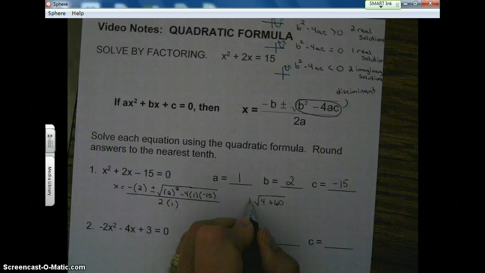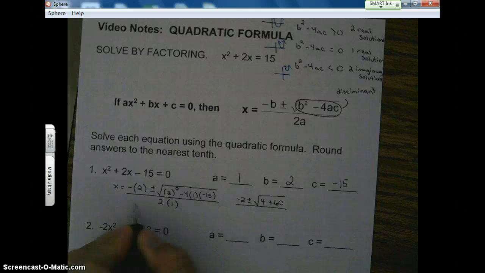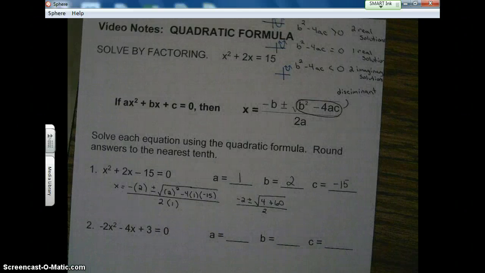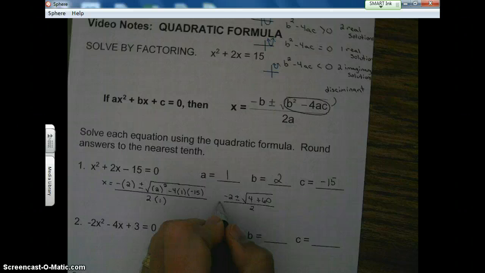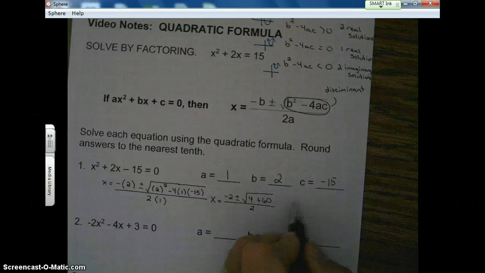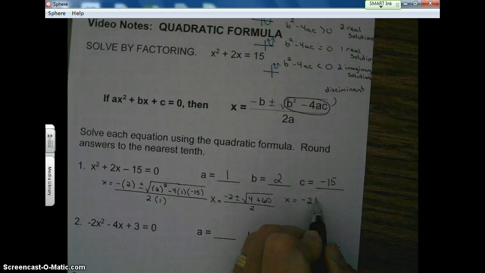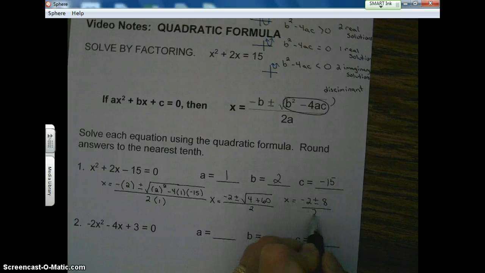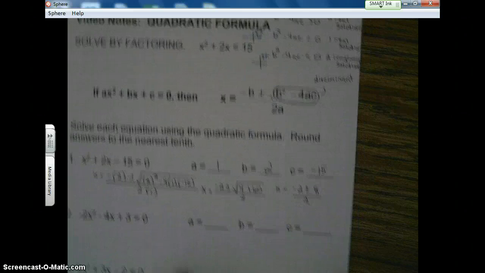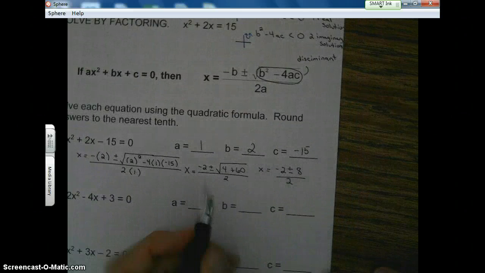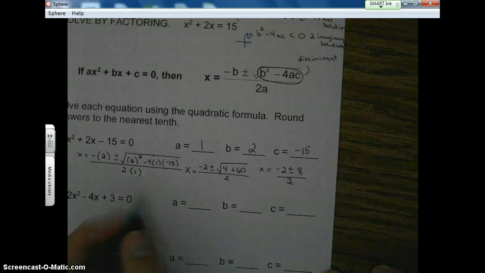Let me put the rest of this on. This is going to be equal to x, which is our solution. So we're going to have x equals negative 2 plus or minus, and the square root of 64 is 8, over 2. So there are two solutions here. Pay very close attention to what I'm about to do.